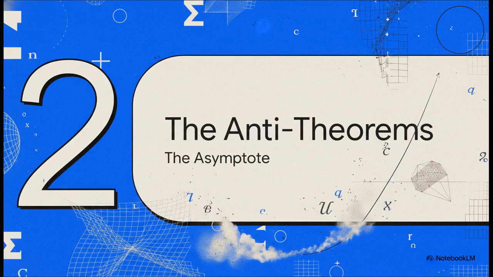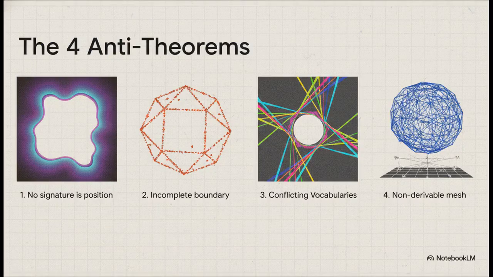Section 2. The Anti-Theorems. Formal acknowledgement of the asymptote. Okay, this is where the project gets truly fascinating. The author doesn't just use formal code to prove what is, they use it to mathematically prove what cannot be known. The framework formally acknowledges its own limits, treating negative structural claims as first-class theorems right there in the code. Look at these 4 anti-theorems.